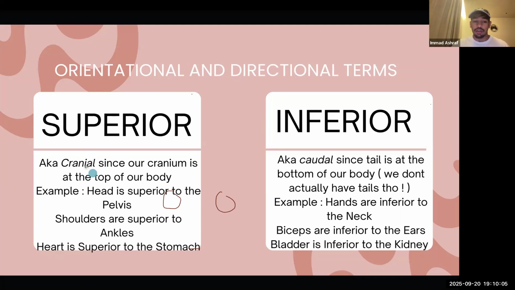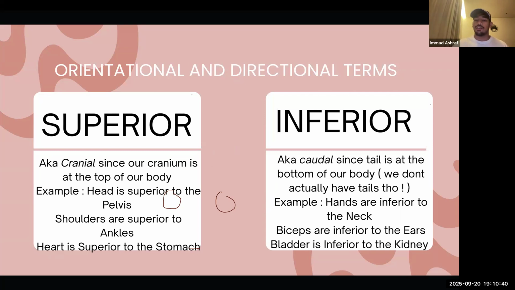So superior is also called cranial, and this is important because sometimes they're used interchangeably. And cranial is derived from the word cranium. Our cranium is basically the scientific word for the skull, and the skull's on the top of our body. That's why cranial is another word for superior, but they mean the same thing. Cranial and superior are the same thing. Now we're going to move to the opposite. That's why they're on the same slide. Inferior. So inferior is also known as caudal. So some people say superior and inferior, others say cranial and caudal, but they mean the same thing.